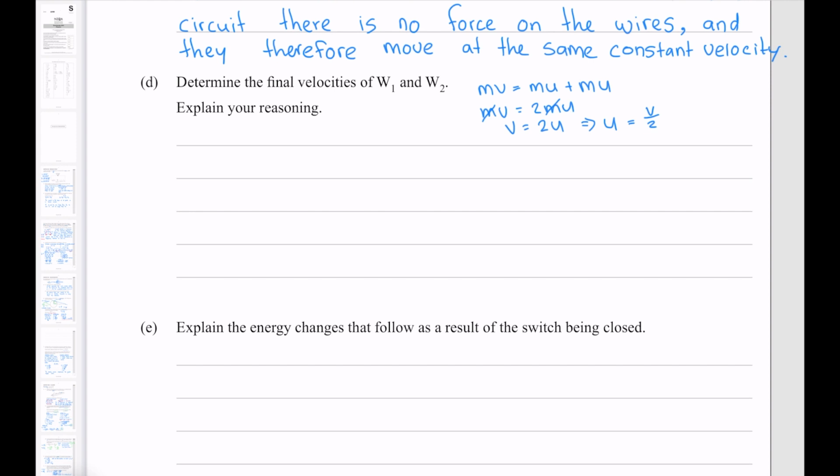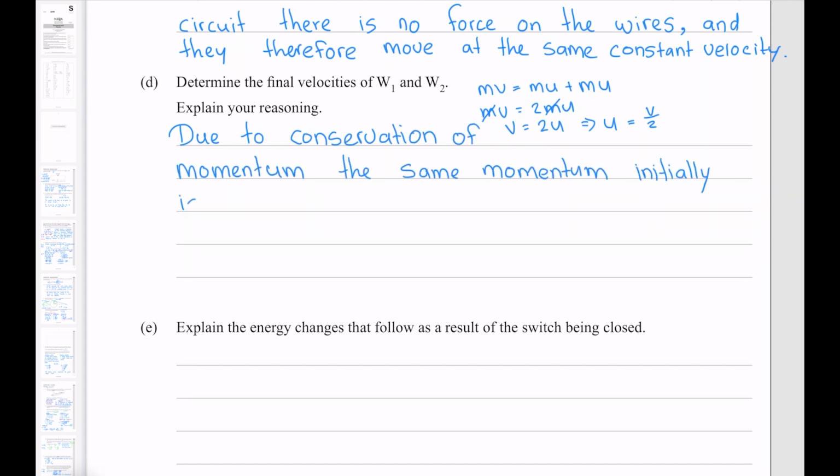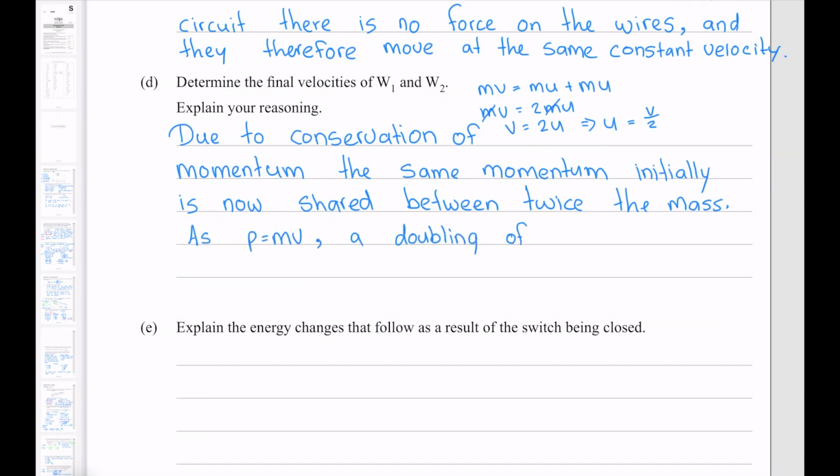So let's try and phrase that. Due to conservation of momentum, the same momentum initially is now shared between twice the mass. As P equals mv, a doubling of mass results in a halving of velocity.